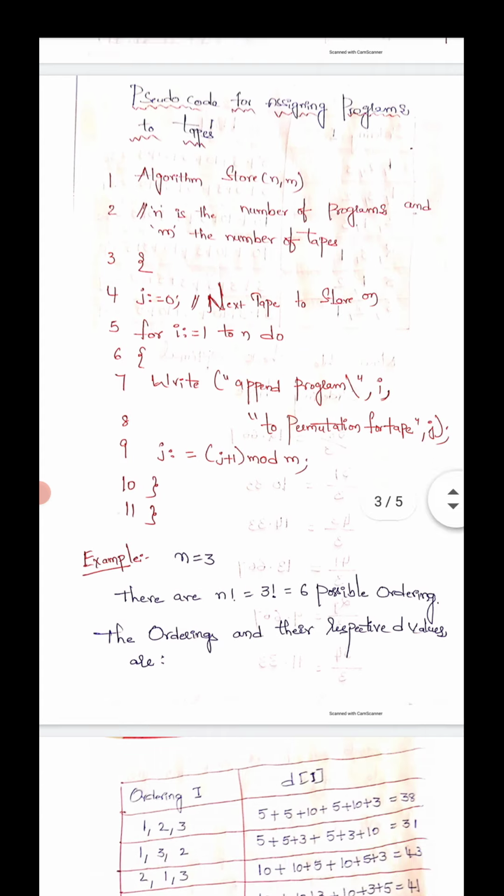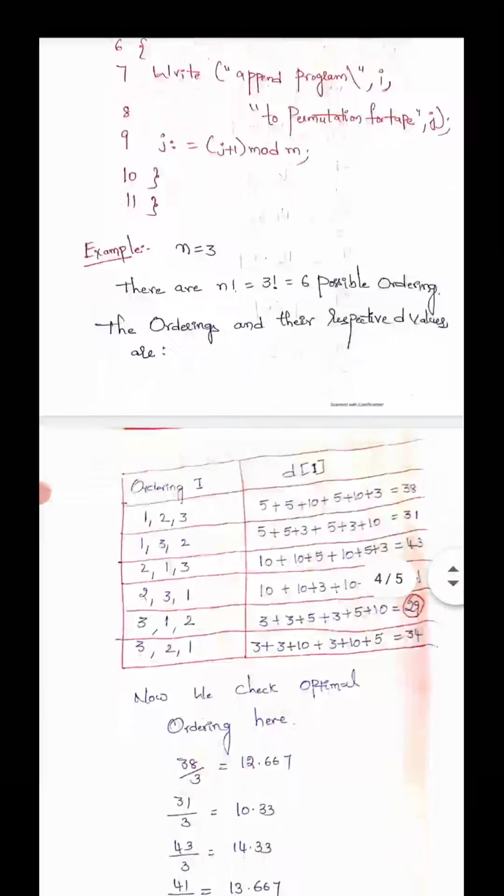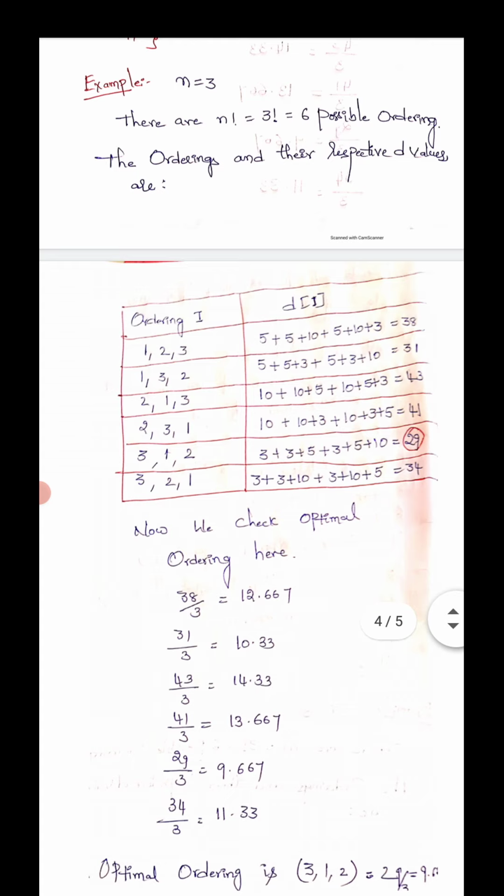Let us see the example now. Here n is equal to 3, n in the sense the number of programs. If we have 3 programs, there are 3 factorial, that is 6, possible orderings. The orderings and their respective values are here. Look at ordering I.